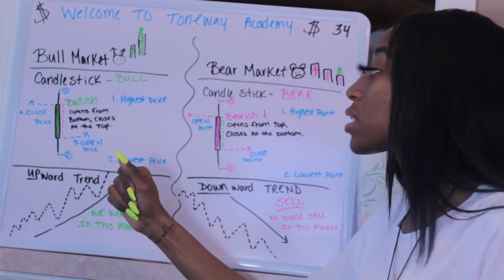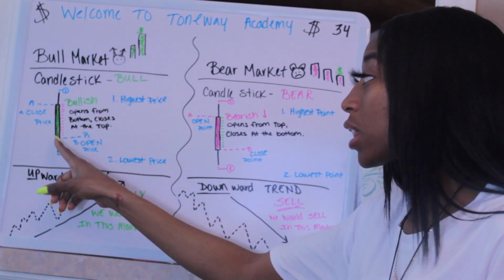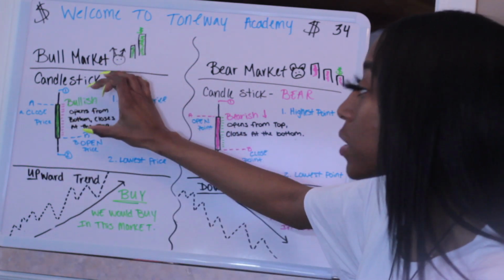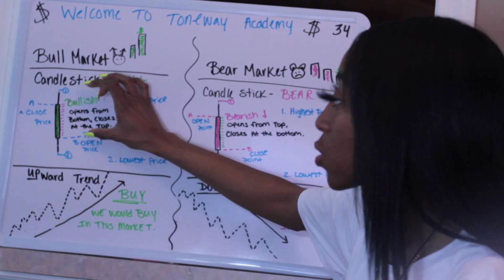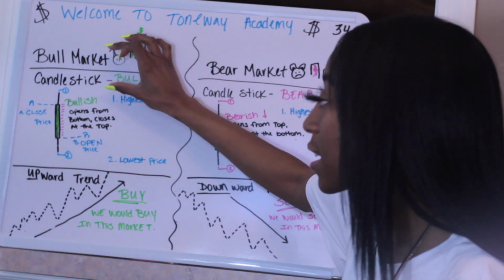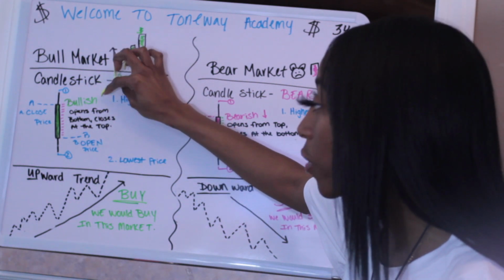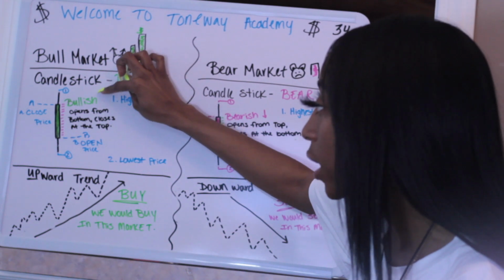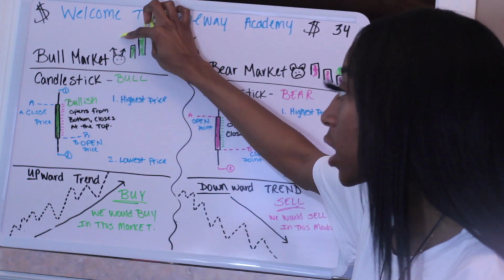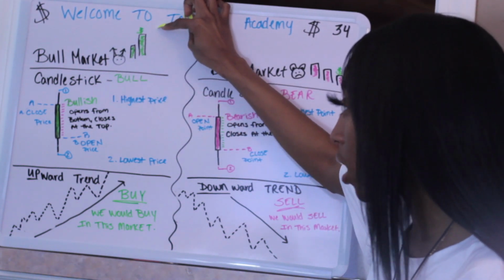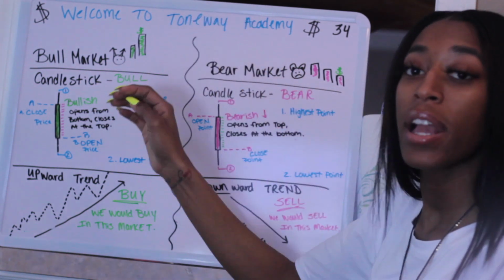Now with the bull candlestick, it opens from the bottom and closes at the top, because you've got to remember, if it's in an upward trend, it's going to be going up. So it has to close at the top so that the next one can open at the bottom and start to form, and then it closes at the top, and then it opens at the bottom, and it goes up, and then it starts to form. You know what I mean?